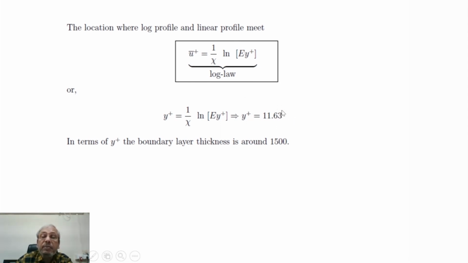In order to estimate how small it is, in terms of y plus, the boundary layer thickness is around 1500 units. So we can imagine how small y plus is. If we want to compute, the grids near the wall have to be very, very fine to take care of this y plus equal to 11.63, or 12 roughly, that distance.